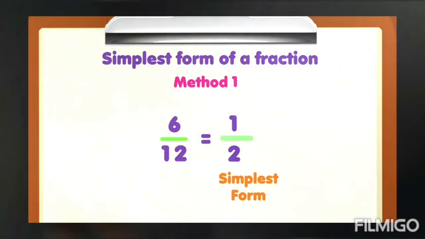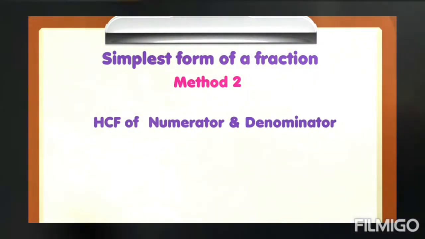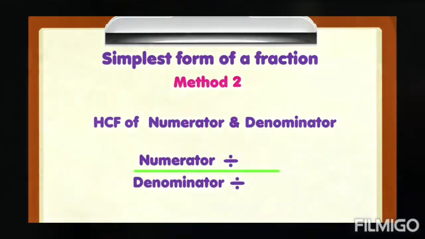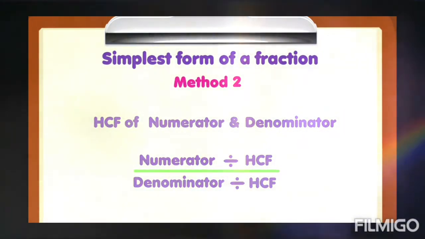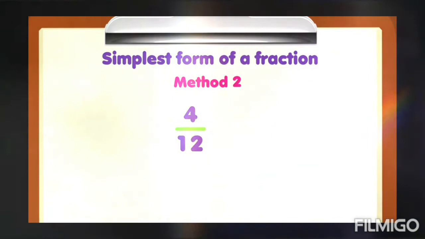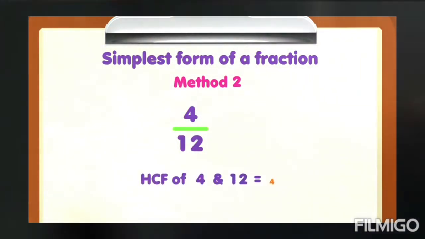There is another method of simplifying fractions. Method 2. Find the HCF of the numerator and the denominator, and then divide both the numerator and the denominator of the fraction by it. This is a faster way to find the simplest form of a fraction. Let us take the fraction 4 upon 12 as an example. Here, the HCF of 4 and 12 is 4.